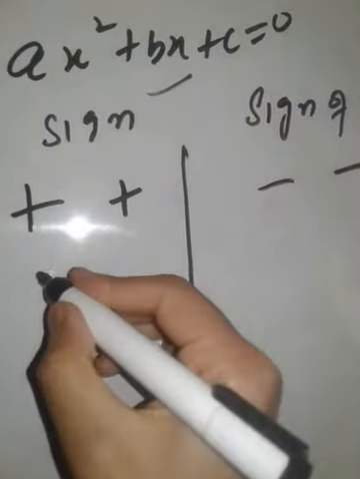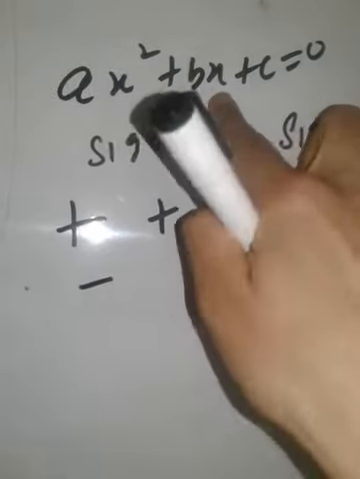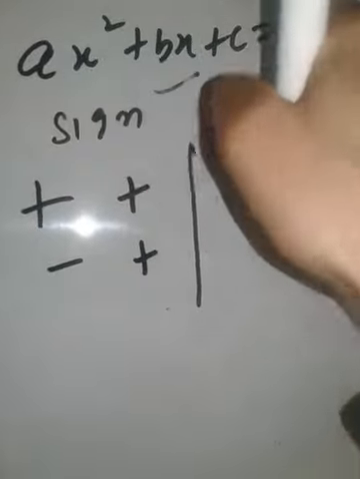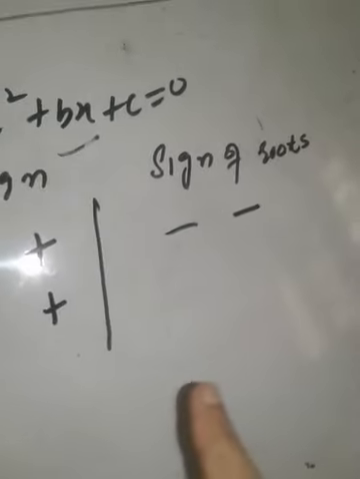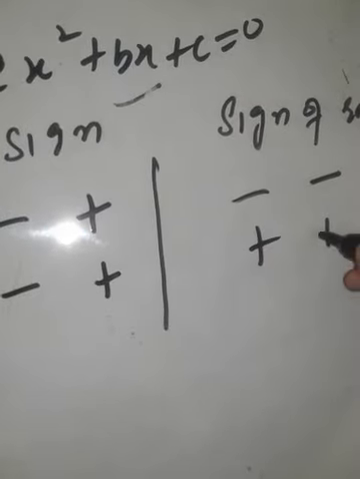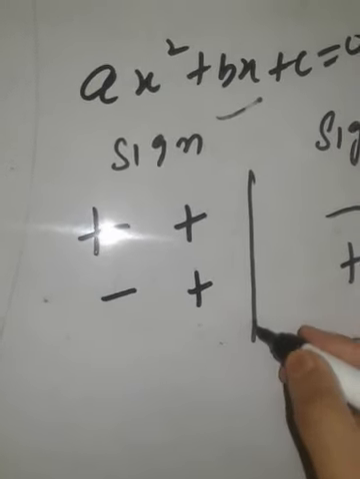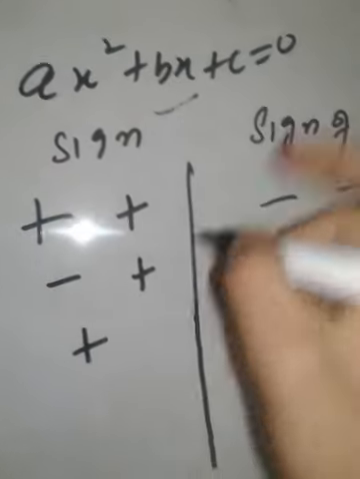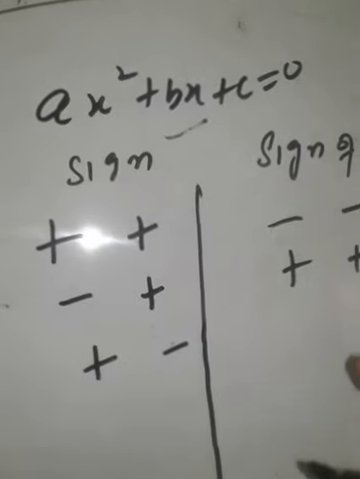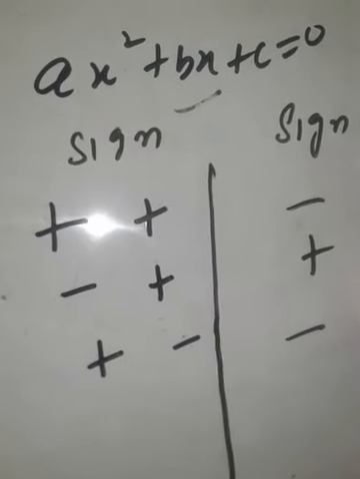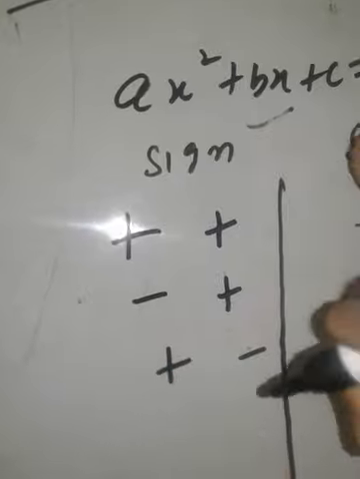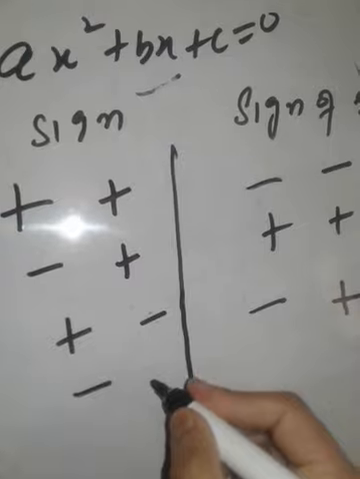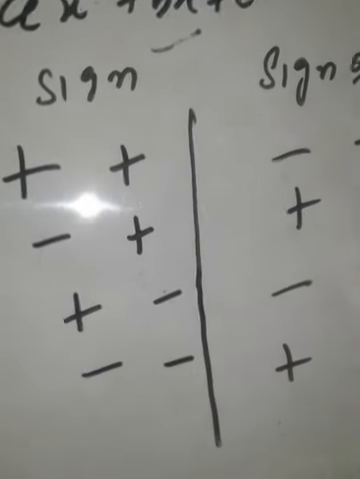If the middle term is minus and the constant is plus, the signs of the roots will be plus plus. This is second. Third, if the middle term is plus and the constant is minus, then the signs of the roots will be minus plus. Again, if the sign of the middle term is minus and the sign of the constant is minus, the roots will be plus minus.